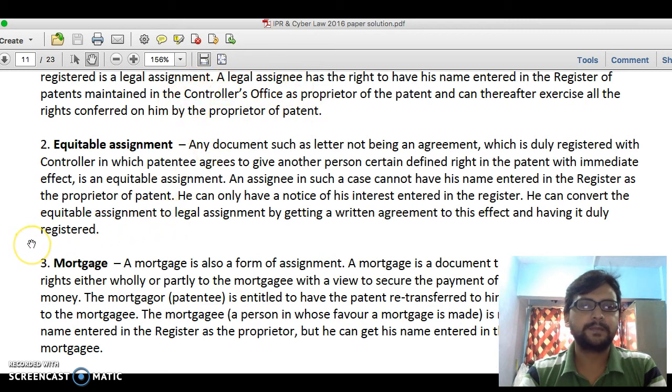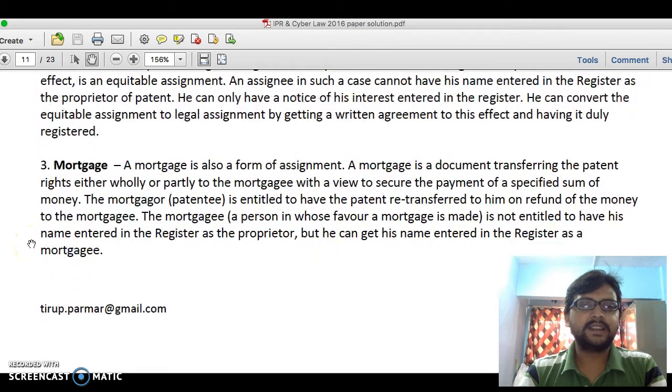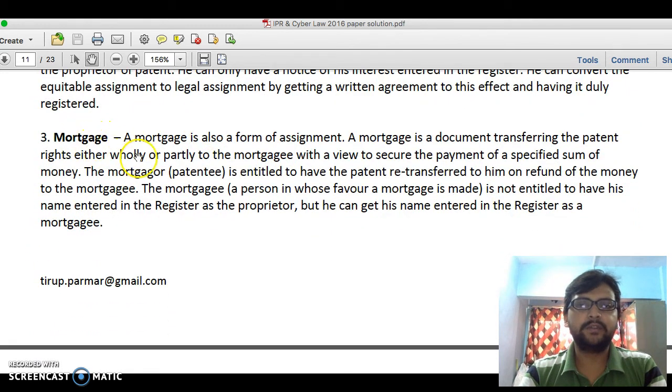And the last one is mortgage. We already know about mortgage. If I assign rights over my patent to some other person, in return, as a security, that person needs to deposit some money. So that is a mortgage. A mortgage is also a form of assignment. A mortgage is a document transferring the patent rights either wholly or partly. Remember, I can transfer the whole patented idea to a person, or only half or part of it.